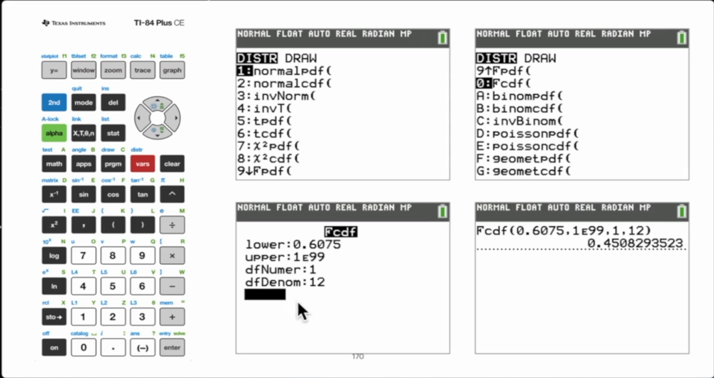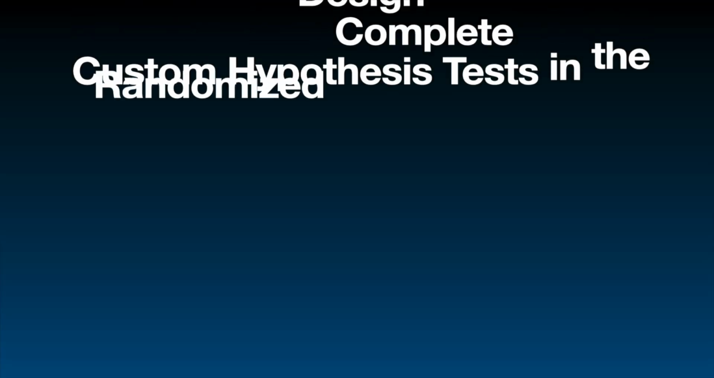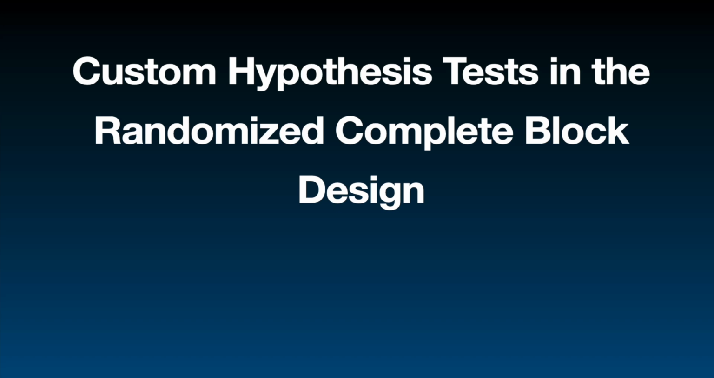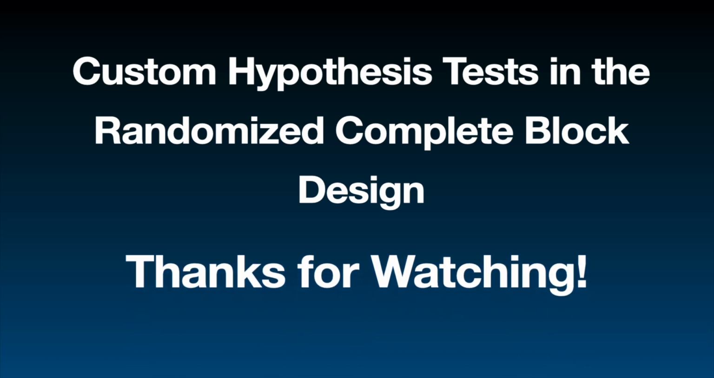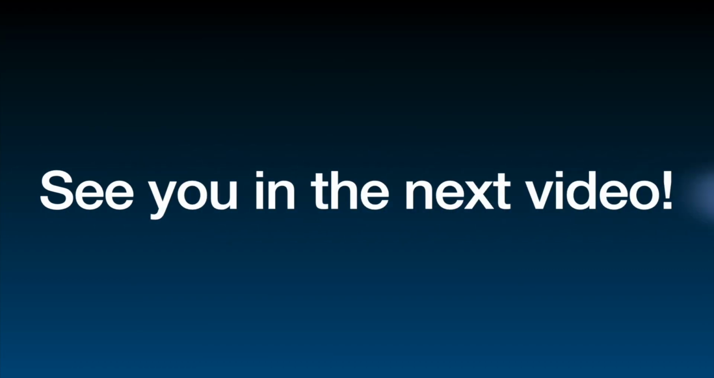This is essentially calculating 1 minus the CDF evaluated at 0.6075. We've got 1 numerator degree of freedom and 12 denominator degrees of freedom. When we paste that into the calculator screen and press enter to run that command, we get the p-value for the test of 0.4508, which is what we got. So that is the end of that example and the end of this section of the notes, and we will continue with the next section in the next lecture video.